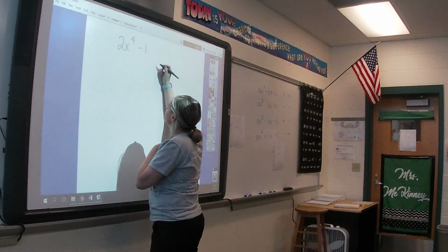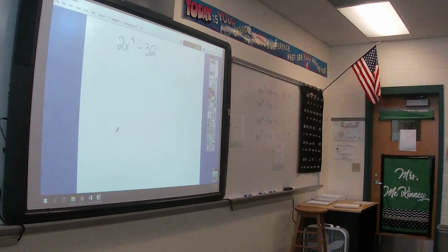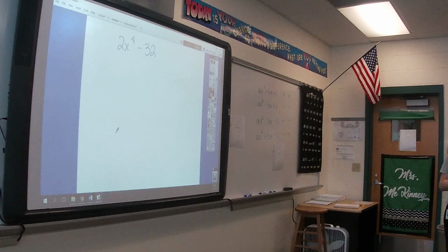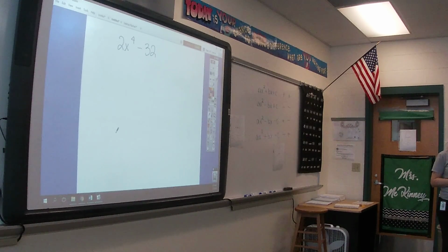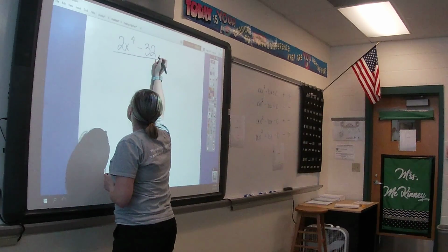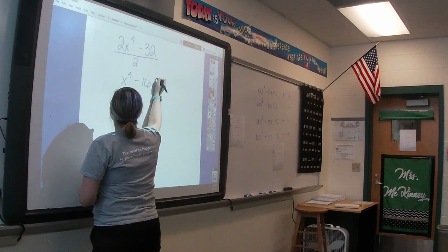Nope, that should be a 32. This should be a 32, sorry. 2x to the 4th minus 32. Okay, so we're going to start at the very beginning of our flowchart. Step 1 says to look for a GCF. Okay, so if we look at 2x to the 4th minus 32, do we see a GCF? 2. Yes, a GCF of 2, right? So we can factor that out. You get x to the 4th and minus 16.